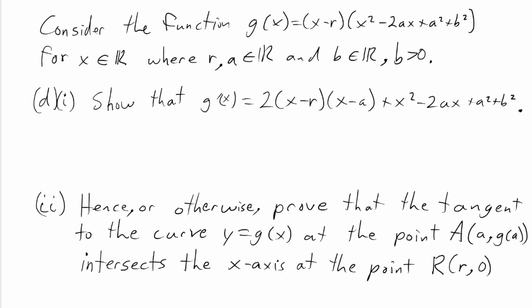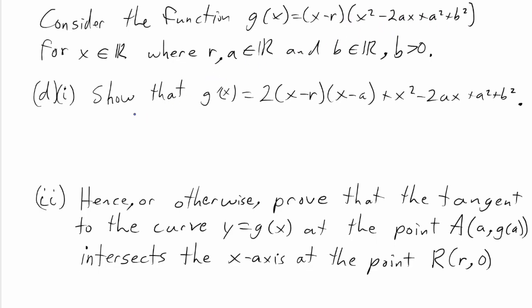Okay, this next part, consider this function g of x. So this is more general. In parts A, B, C, we were given the values of r, a, and b, but now we're looking at the general case, and we're going to show that g prime of x equals this. So let's just find the derivative of this using product rule, just like before.